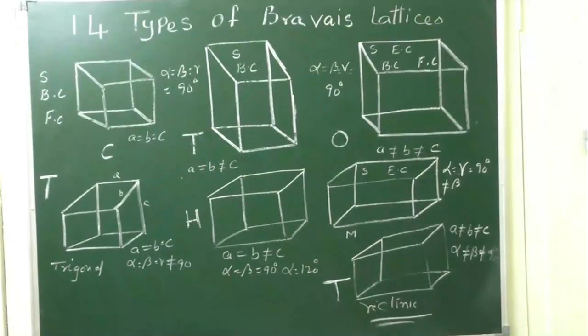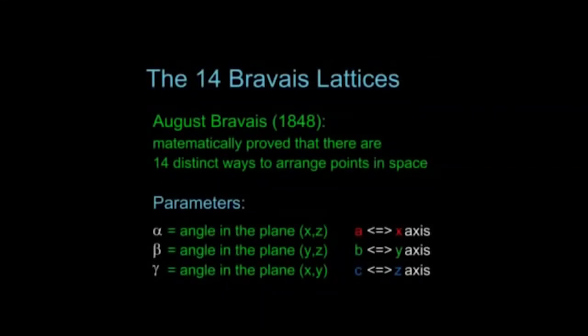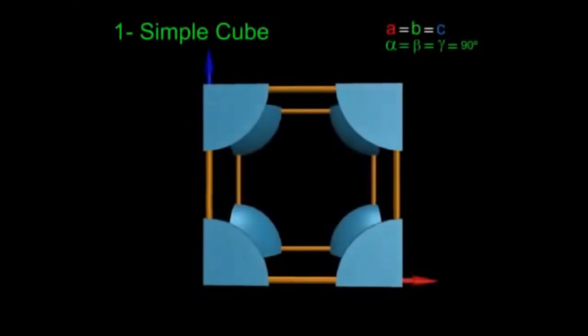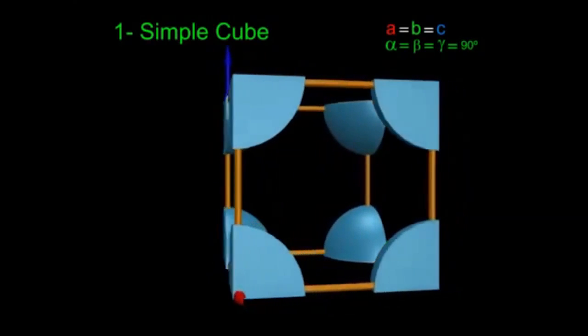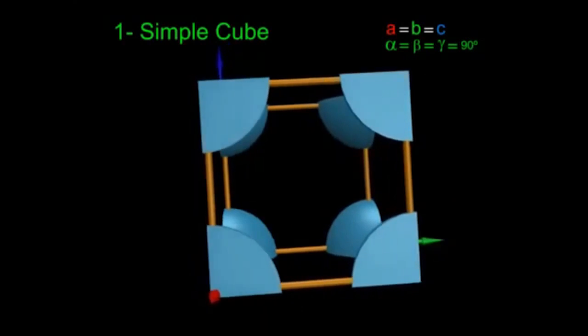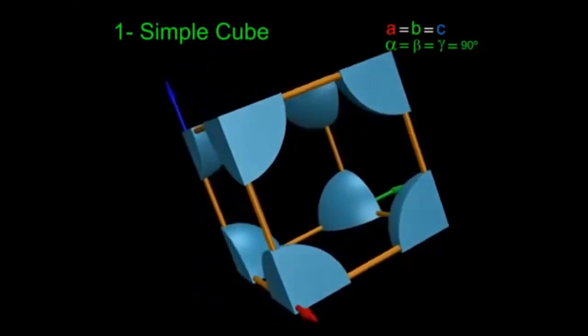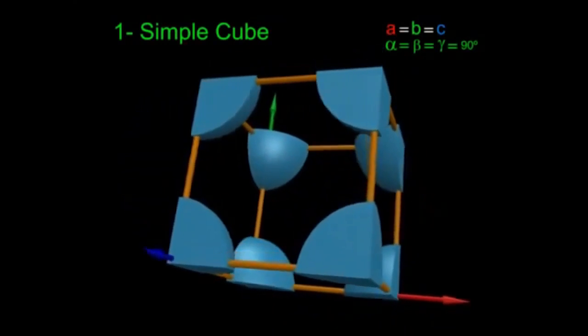From 7 lattice structures, 14 Bravais lattices are possible, and parameters are similar to those structures, that is sides are called A, B, C, and angles are alpha, beta and gamma. This is simple cubic lattice where all sides are equal, A is equal to B is equal to C, and all angles are also equal, alpha is equal to beta is equal to gamma, equal to 90 degrees. It is a primitive cell of simple cubic cell.